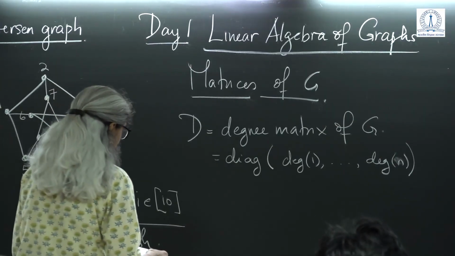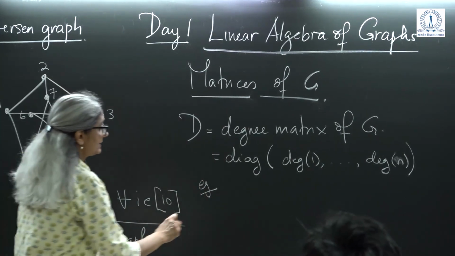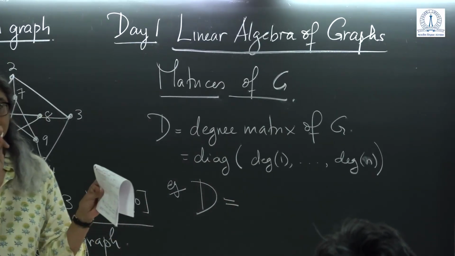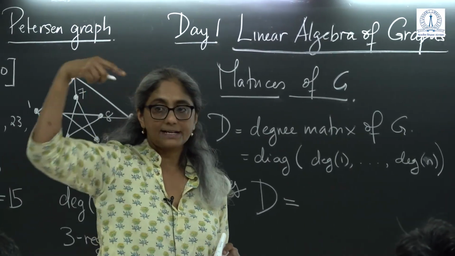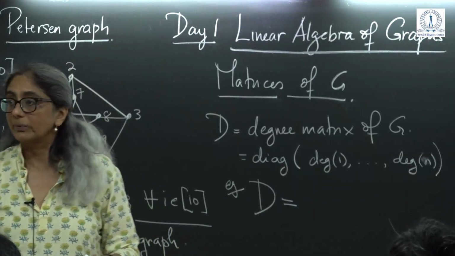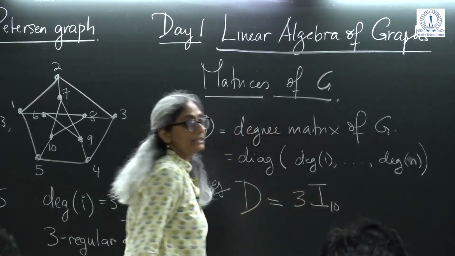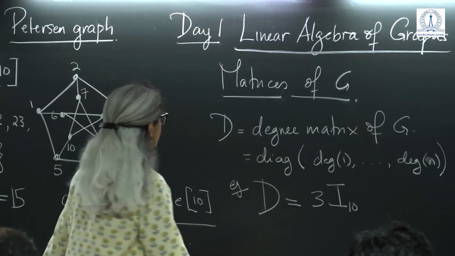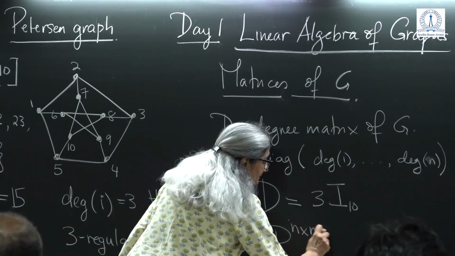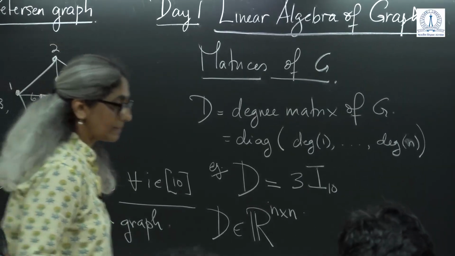For example, in the Petersen graph, the degree matrix is just 3 times the identity, right? Because every vertex is degree 3, so you get a diagonal matrix, and on the diagonal you see 3, 3, 3, 3, 3 all the way down, okay? So this one is pretty easy. So this is going to be 3 times the identity of size 10. Right? So D always lives in R n by n. Okay, so it's a real matrix of size n by n. So that's the degree matrix.